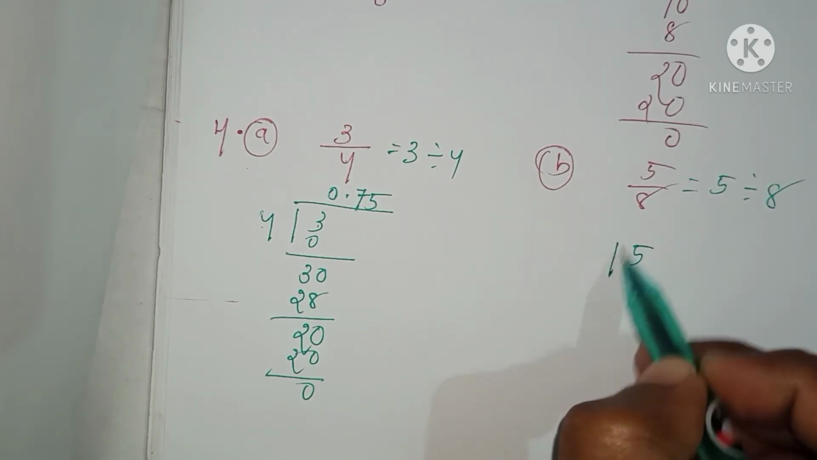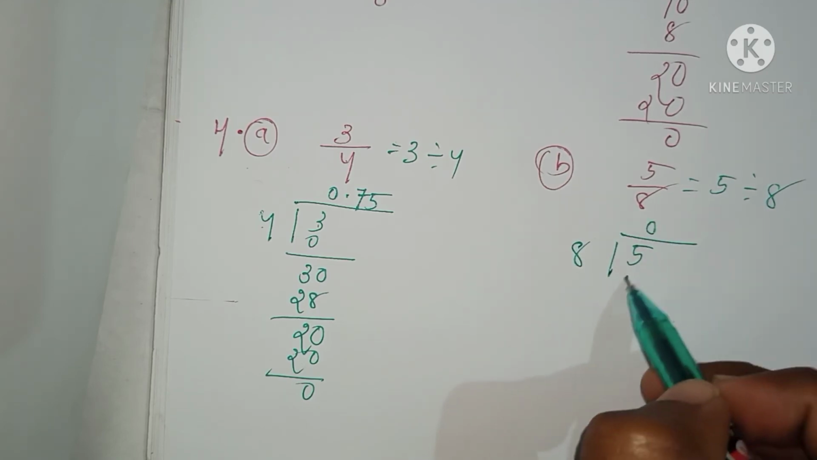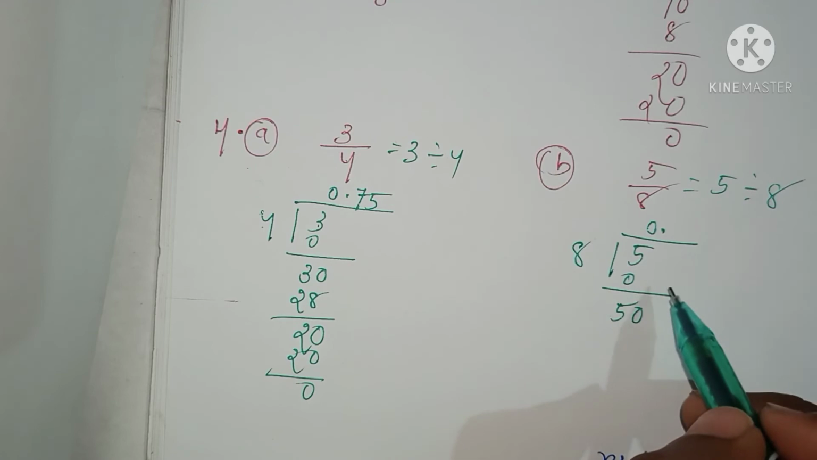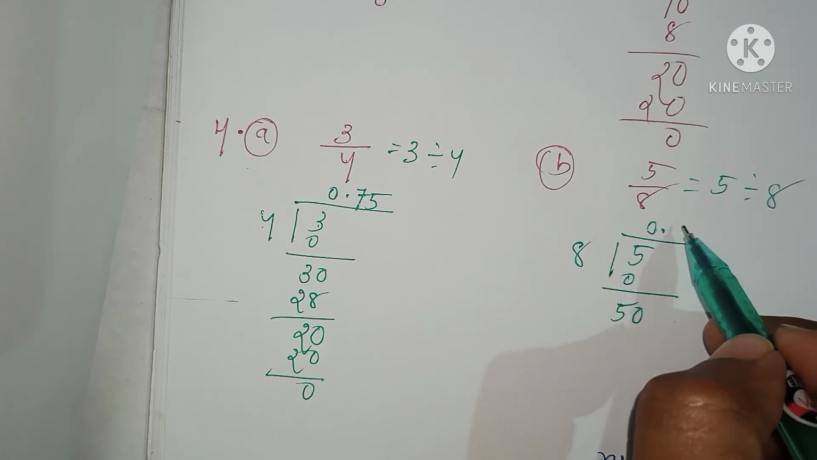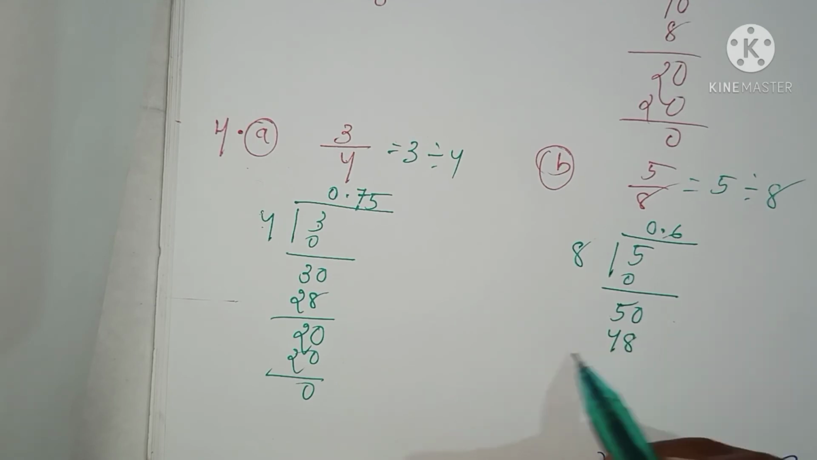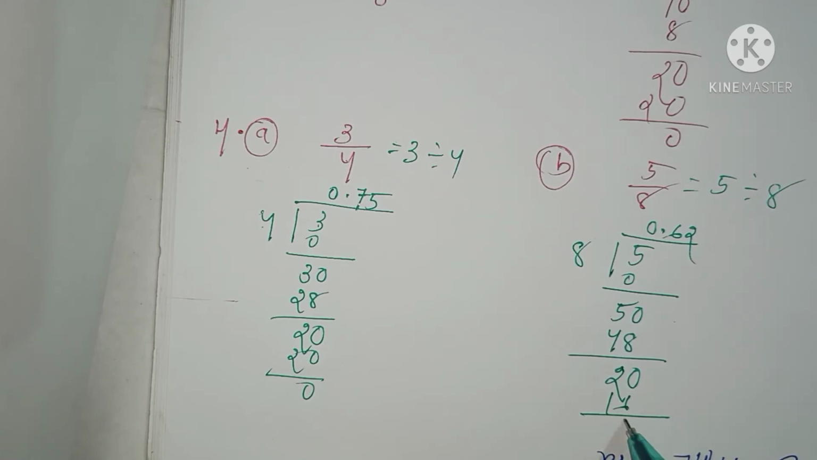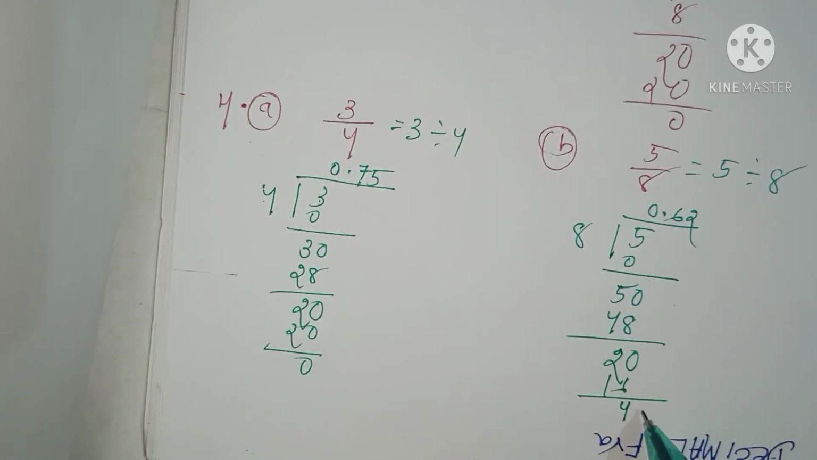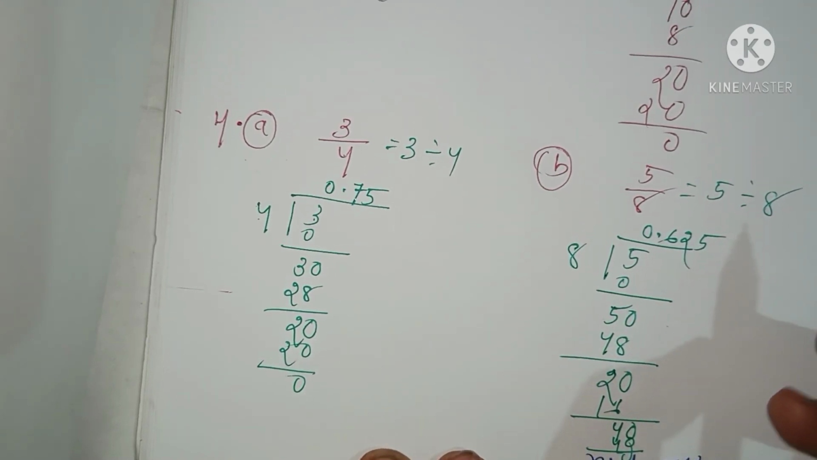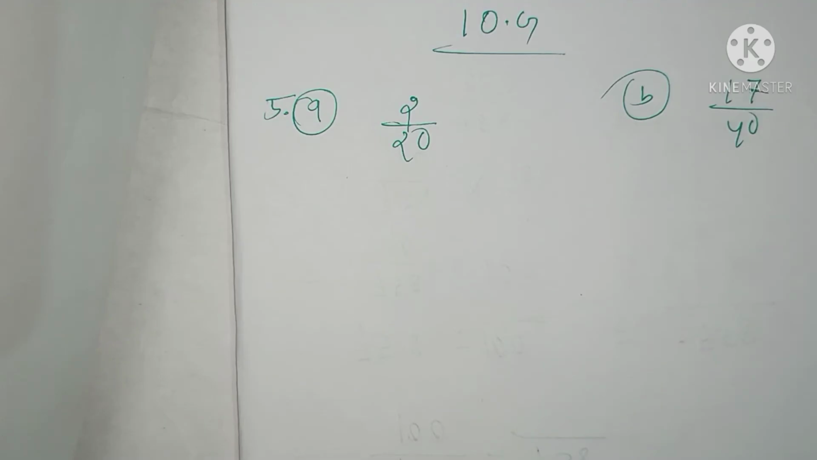Similarly this one also you can write as 5 divided by 8. Then 5 divided by 8. So 8 zeros are 0. 5, point will be put, then bring down 0. Then 8 6s are 48. Then 2 is here and 0. So 8 2s are 16. Then 4, 40. 8 5s are 40. So 0.625. Is it clear to all of you?